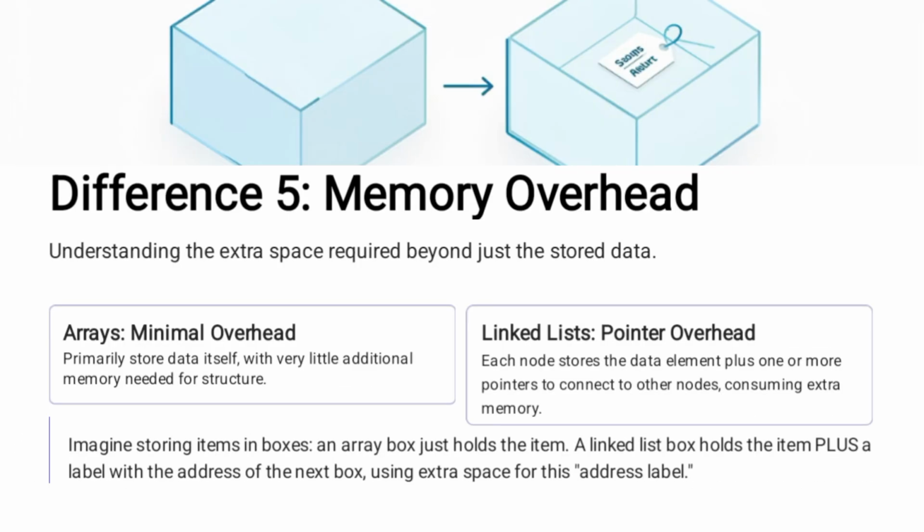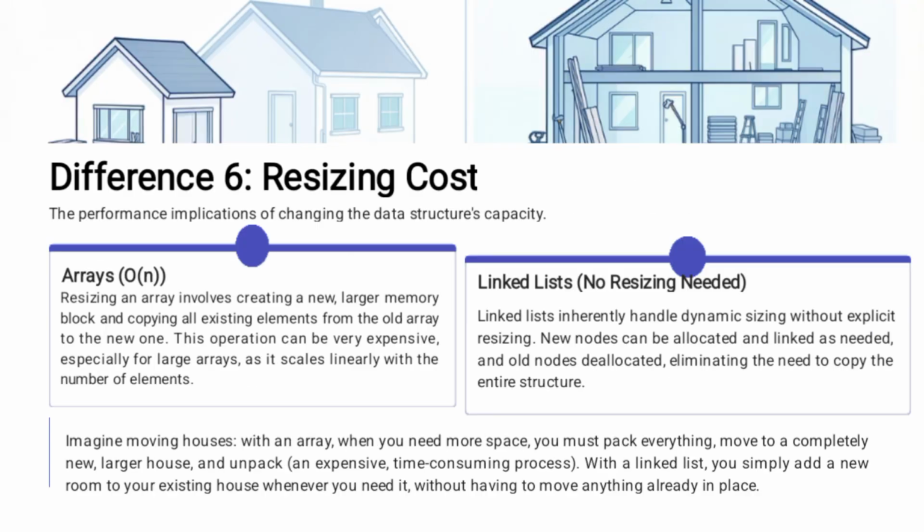Next is the memory overhead. As we know, when we store data in an array, we need not add anything extra. Only data is required. Whereas in a linked list, along with data, the pointer to the next node, or the address of the next node, is also stored, so it consumes more memory. As you can see in the image above, the left side box is the array and the right side box is the linked list. It contains the data along with the address of the next node.